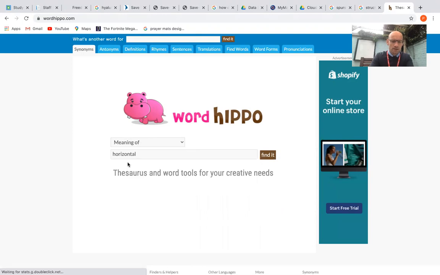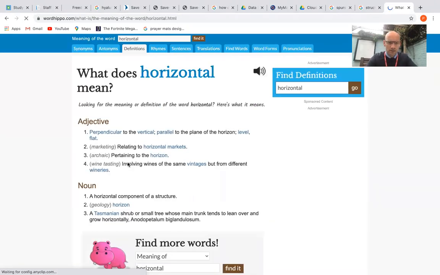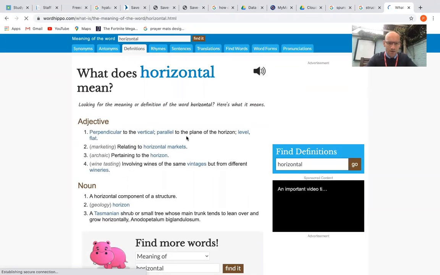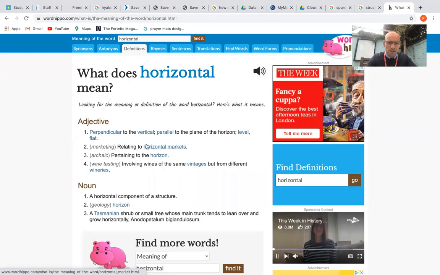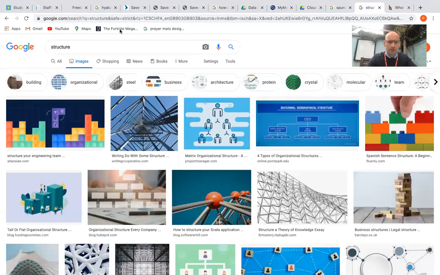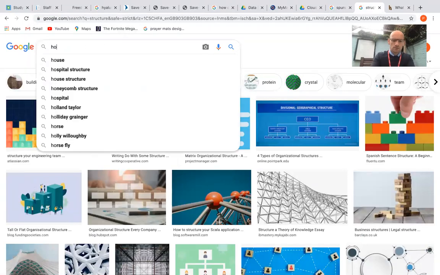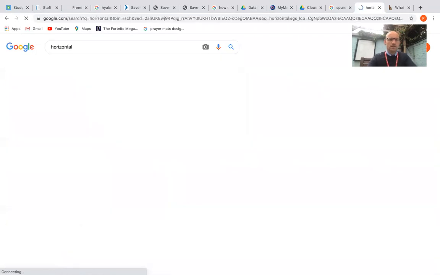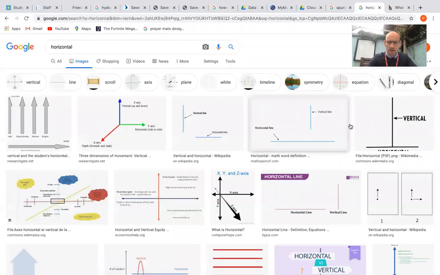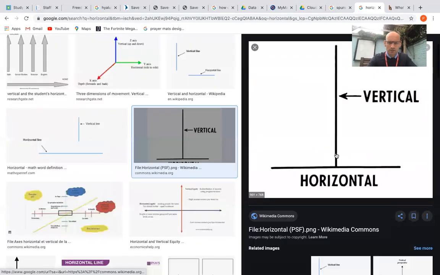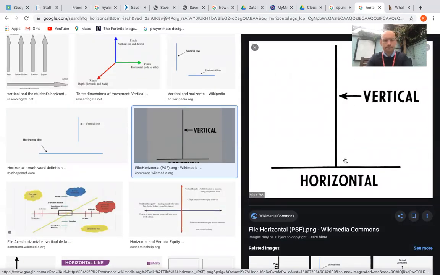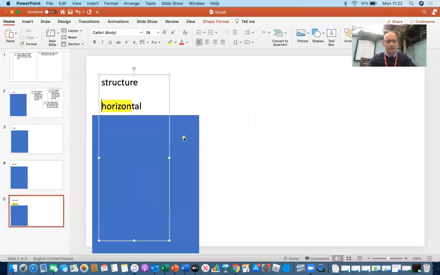It comes up in this drop-down menu, so sometimes you don't even have to type the whole thing. There we are, vertical or parallel, okay? Perpendicular, remember that from maths. And if we did look at that on the horizontal, we have a look at that on the images. There we go, that's vertical. It's quite useful. Horizontal is that line and vertical is that line. That's interesting. Okay, let's look at the next word.